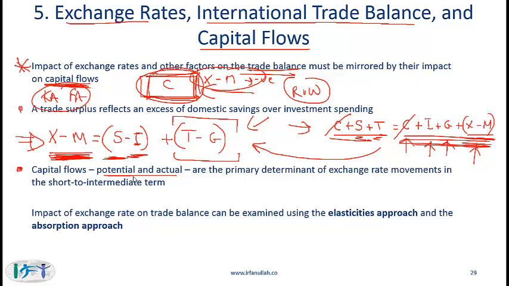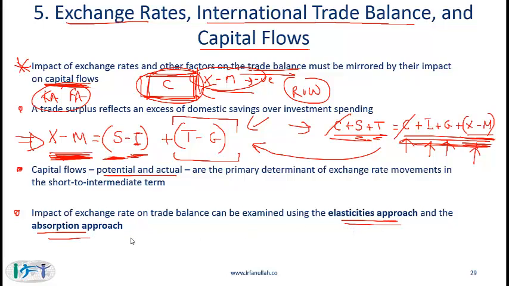Capital flows, both potential and actual, are the primary determinant of exchange rate movements in the short to intermediate term. And this is basic supply and demand. If the demand for a particular currency is high, possibly because the rest of the world wants the goods and services produced by this country, then the currency will strengthen. If the demand for the currency is weak, then the currency will weaken.